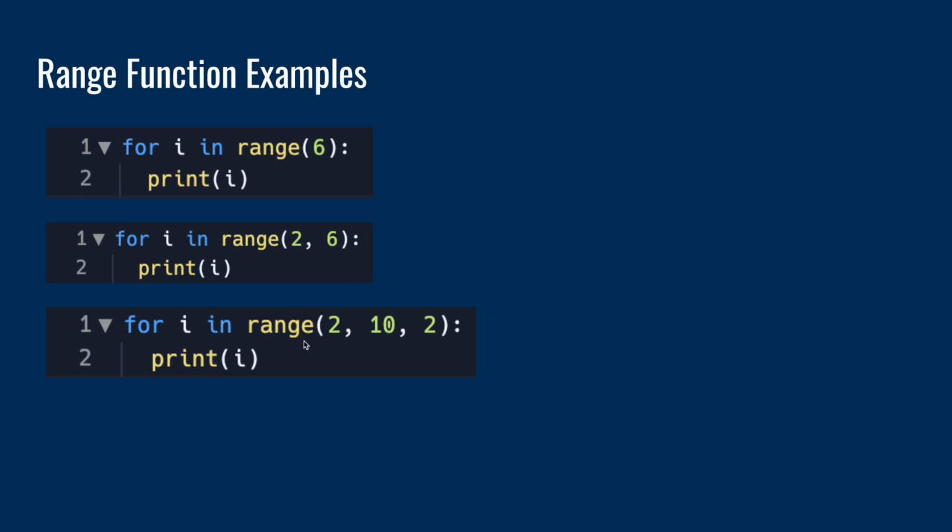In this last one, you change the amount it's incremented by. After the second comma, the third value here is how much it increments by. So this one will start at 2 and will jump up by 2 every time, all the way until 10, but not including 10. So it'll go 2, 4, 6, and 8.